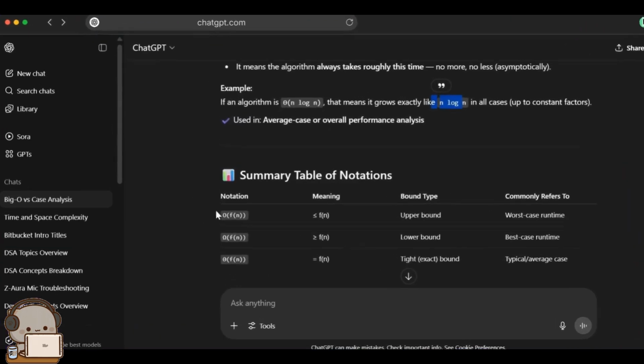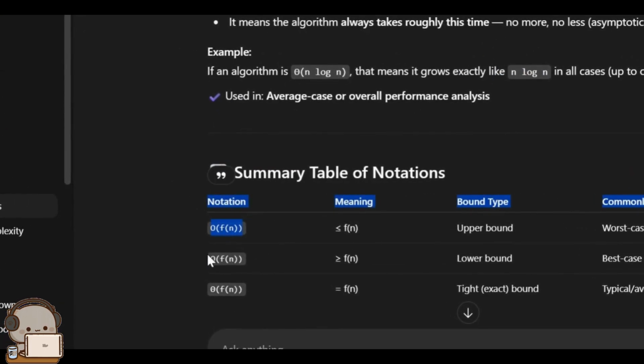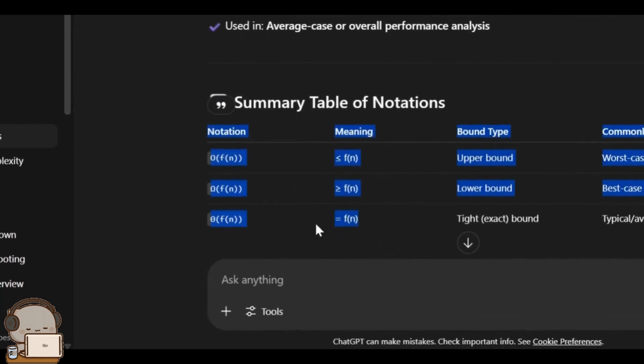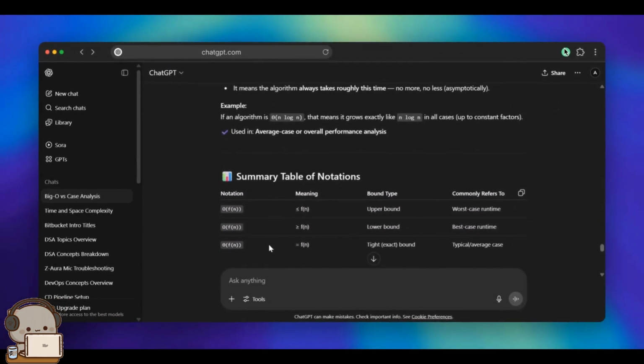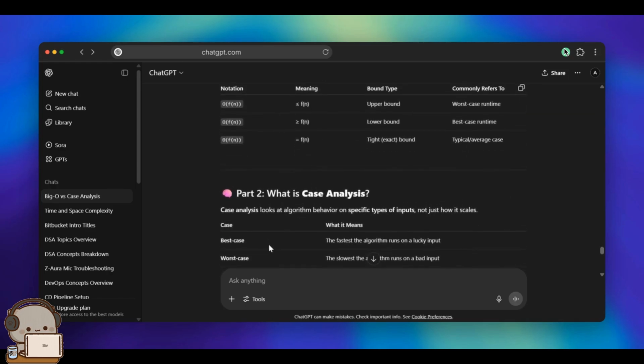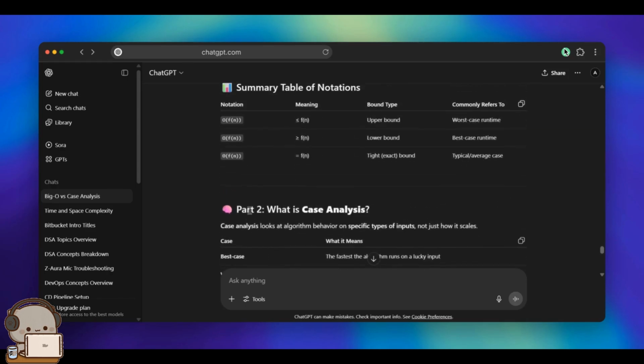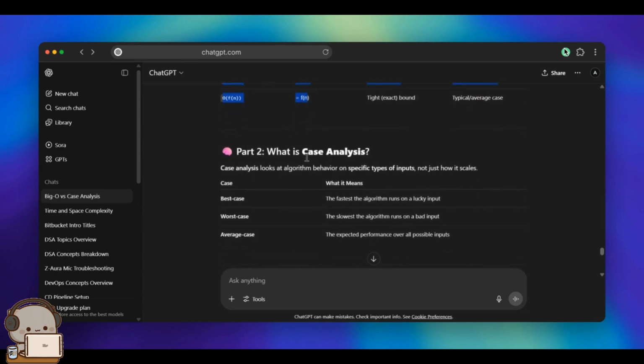So this is the upper bound, this is the greater than or equal to function, and this is the equal to function. Upper bound, lower bound, and exact bound, or the tight bound. So this seems more like mathematical functions rather than case analysis. Case analysis looks at algorithm behavior on specific types of inputs, not just how it scales.